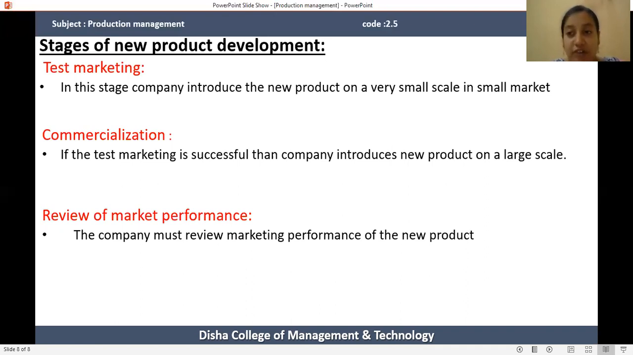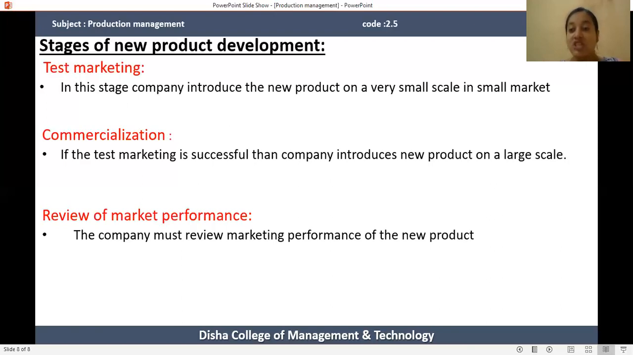So in the product development stages, they produce the goods with limited quantity and on a limited scale, and they introduce the product in test marketing in a local market, so that they can get an idea whether the product is accepted by the customer or not. If the product is according to the customer requirement, obviously the customer will accept the product. If the product is accepted by the customer, then the company moves to the next stage of new product development, that is commercialization.